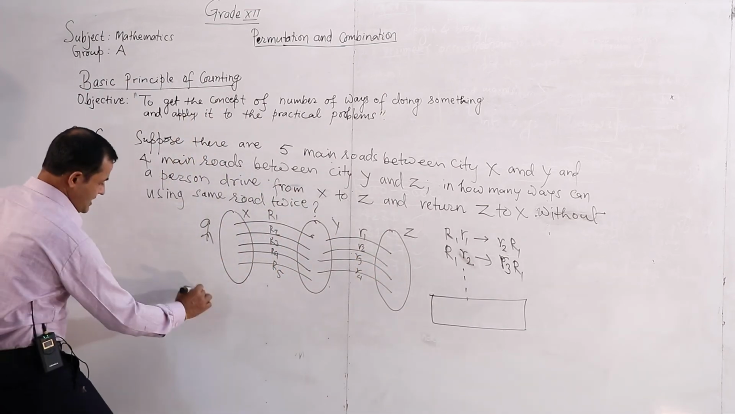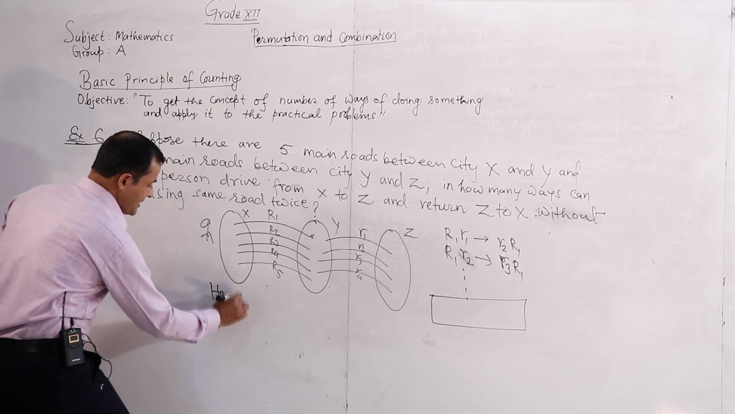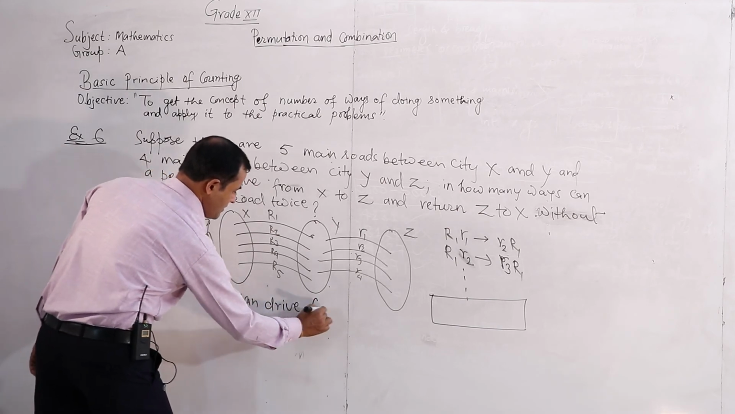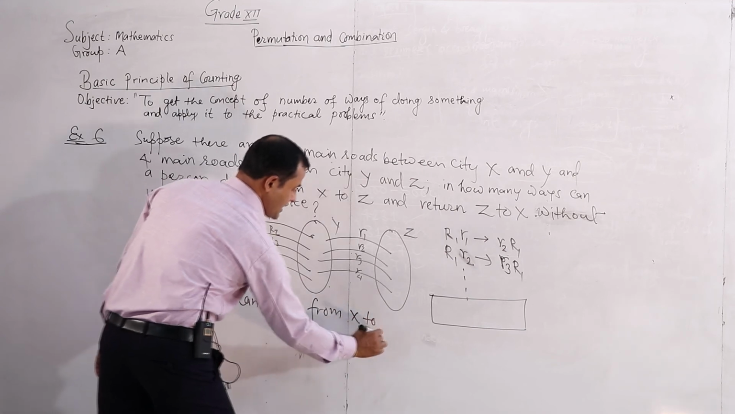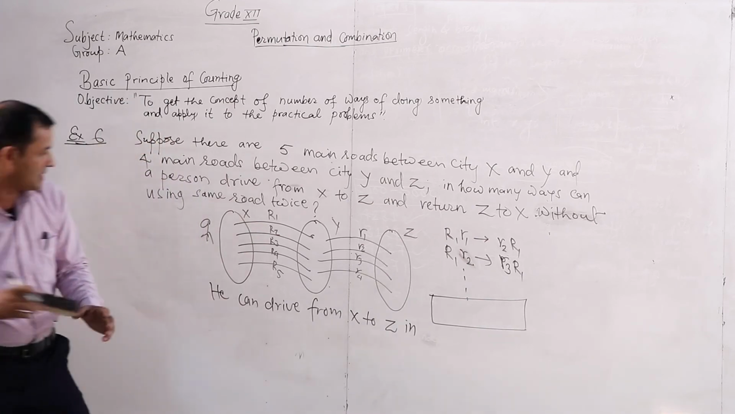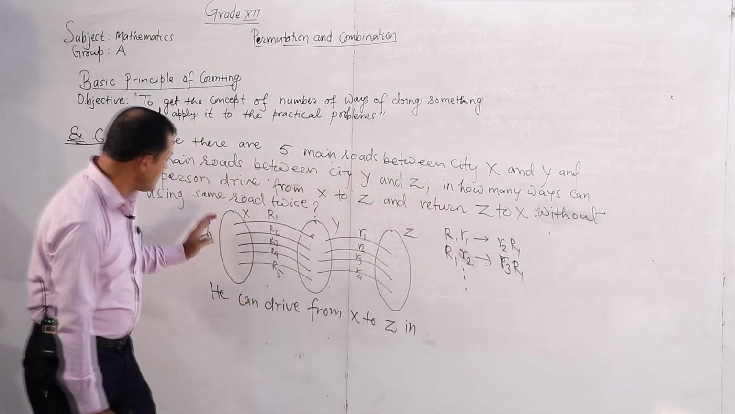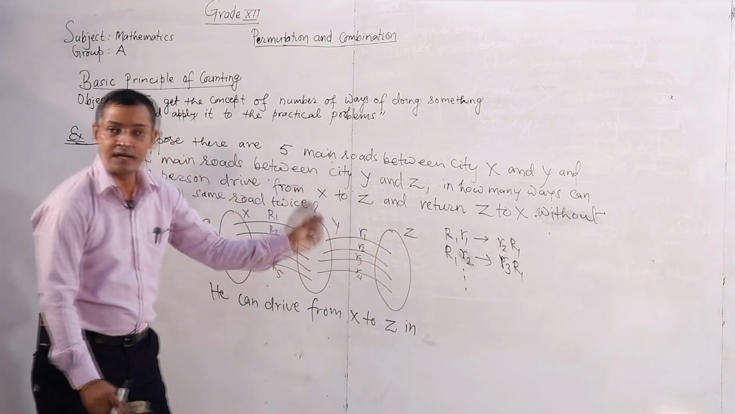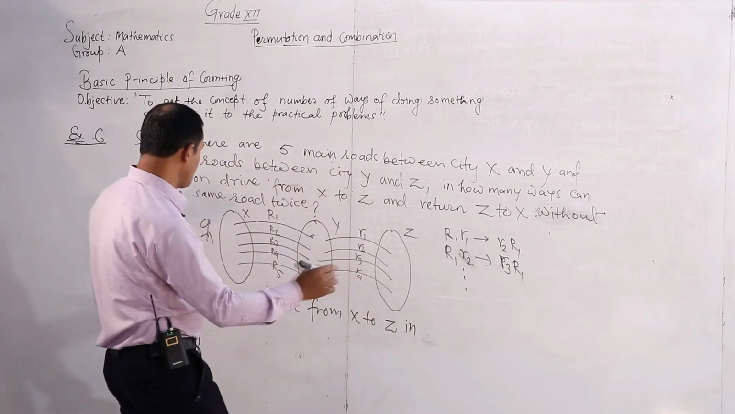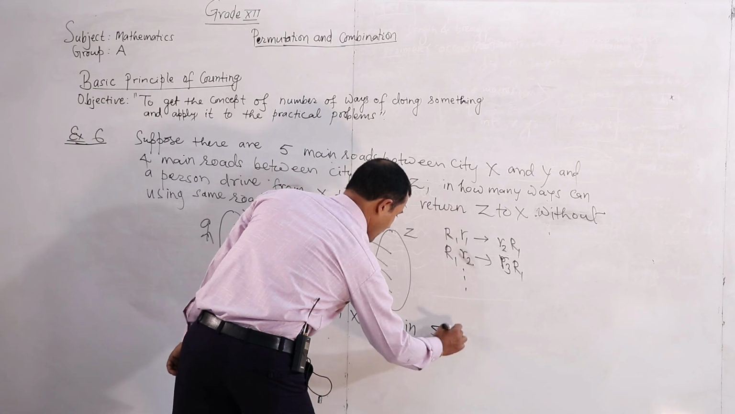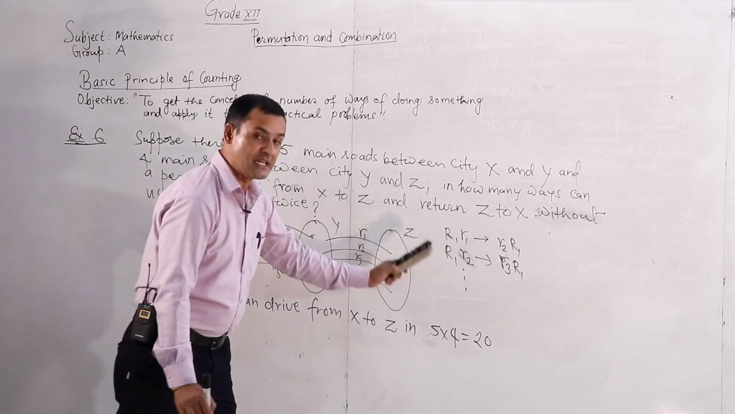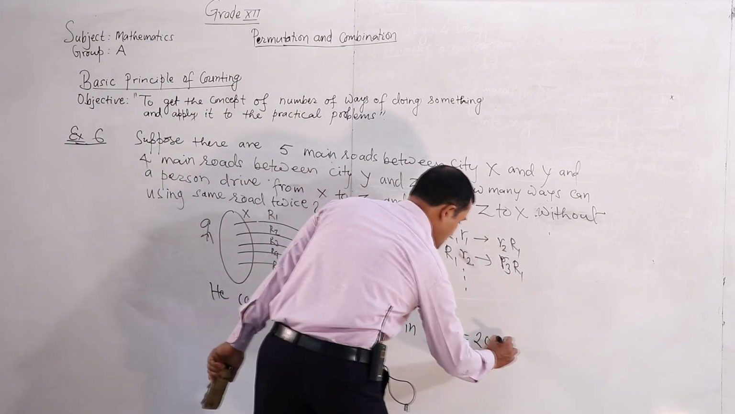In shortcut, it can be done this way. He or she can drive from X to Z in how many ways? What are the options there? Multiply. Because while driving from X to Z, he can use any one road, any of the roads. So N1 into N2 by the basic principle of counting. So 5 times 4 equals 20. Going from X to Z is 20 ways. So this is N1, say.